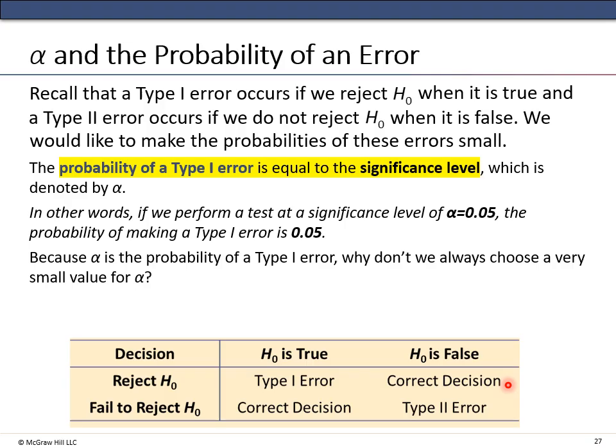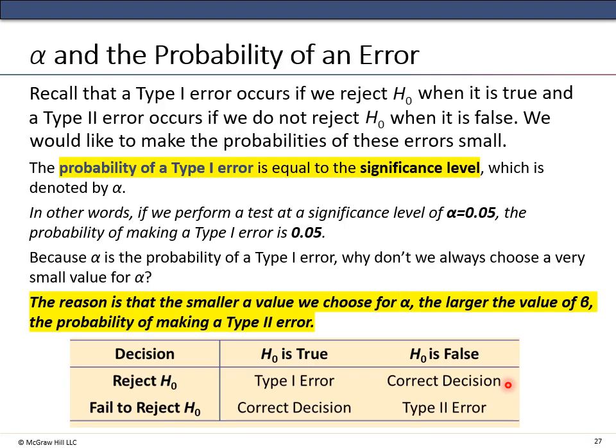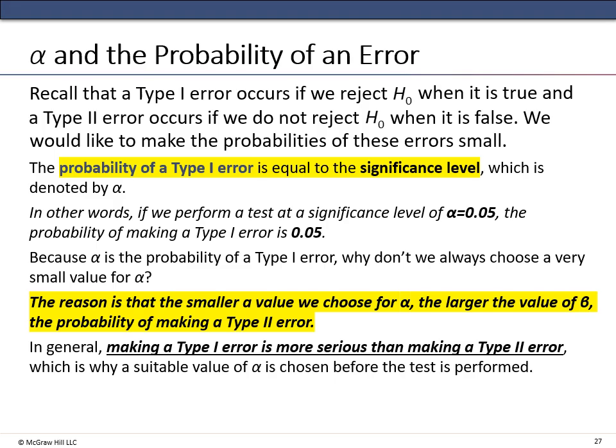Because alpha is the probability of a type 1 error, why don't we always choose a very small value for alpha? The reason is that the smaller the value we choose for alpha, the larger the value of beta, the probability of a type 2 error. Remember, as one goes down, the other goes up. So if we reduce the probability of a type 1 error, we increase the probability of a type 2 error, and vice versa. In general, making a type 1 error is more serious than making a type 2 error, which is why a suitable value of alpha is chosen.